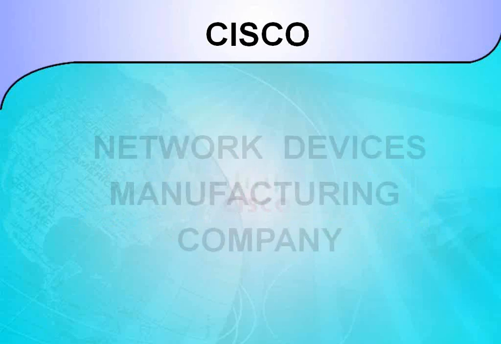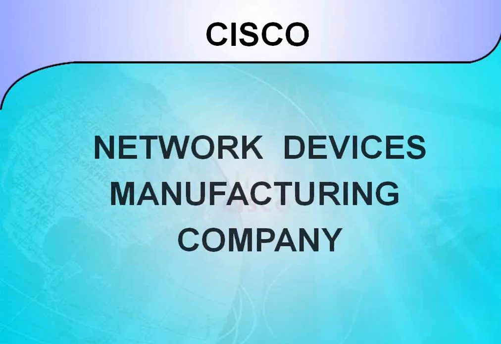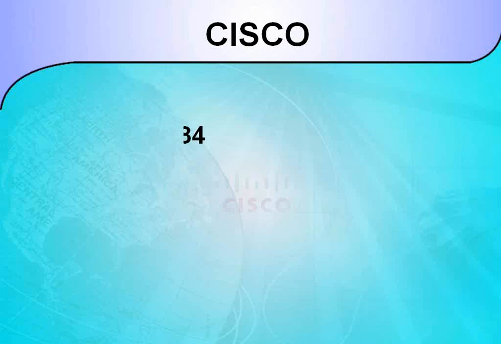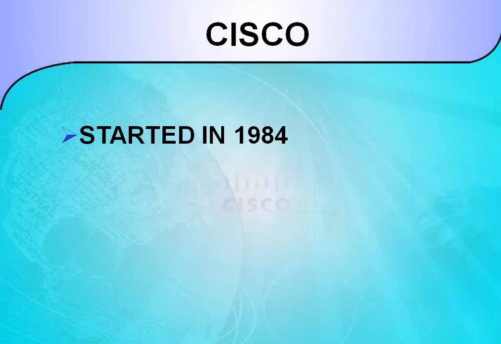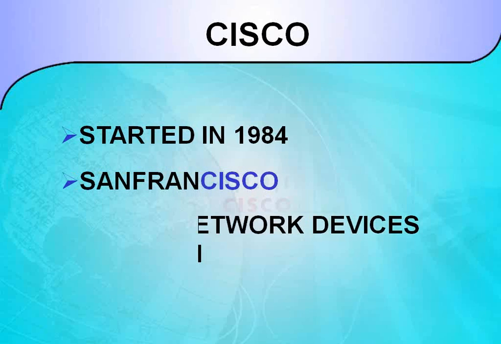Right. So what does Cisco do? Cisco is generally a network devices manufacturing company. It gives you routers and switches. It gives you many network devices. It gives you firewalls, routers, switches, LAN cards, so many ports, etc. All these things are manufactured by Cisco. Now this company started long back in 1984 and it got its name from San Francisco.